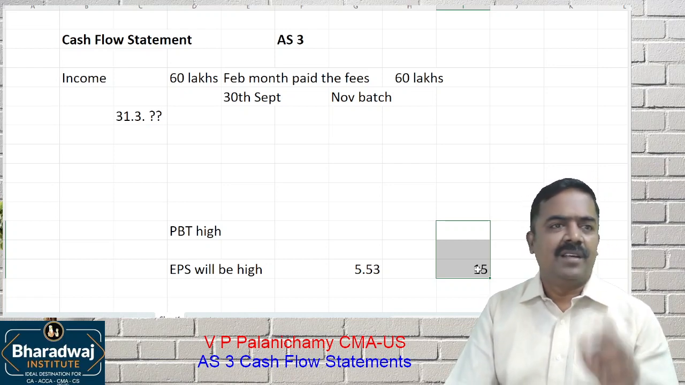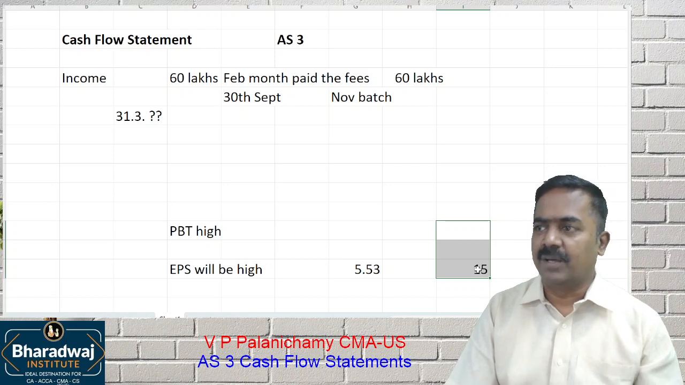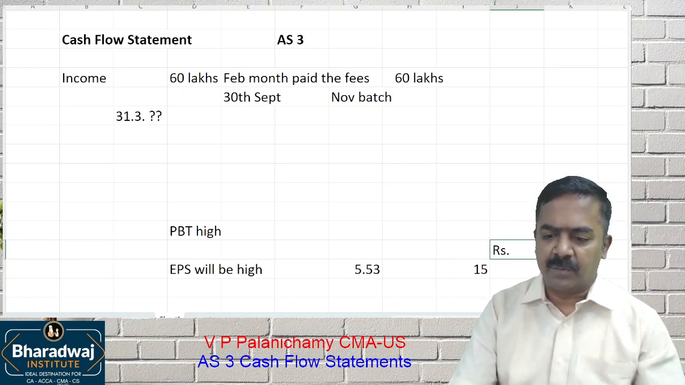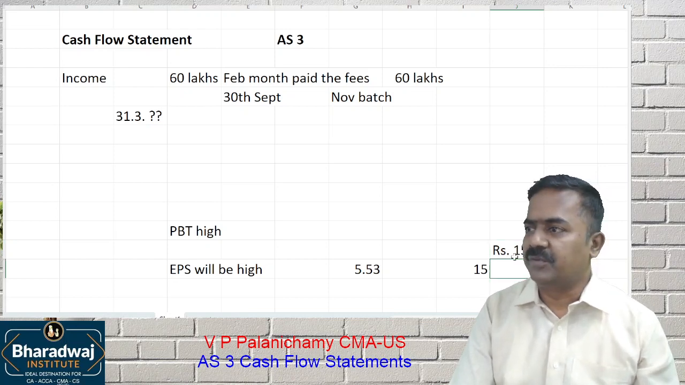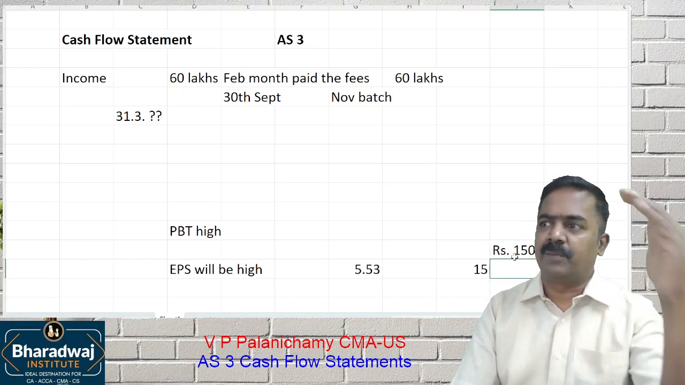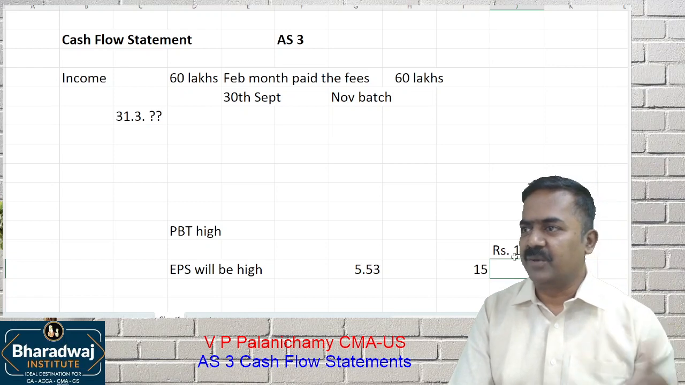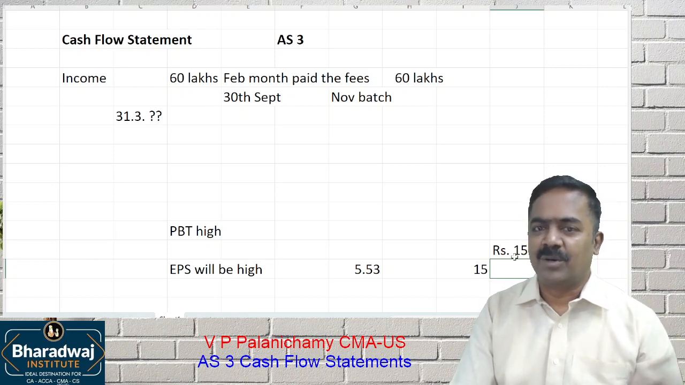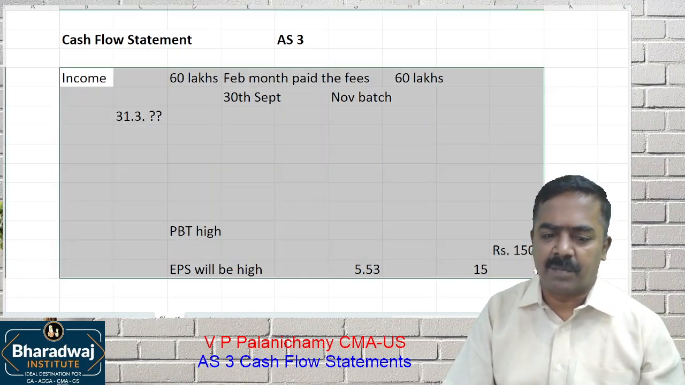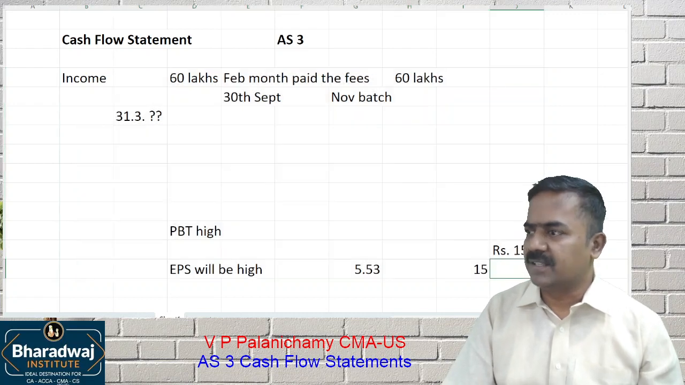So sometimes, if you make investment in the share market by looking at the P&L account, you will purchase a share for 150 rupees. After you buy the share, the price will come down. After you invest the money, the price will come down. Why? Because you are just looking at the income statement, P&L account, and you are purchasing the shares.